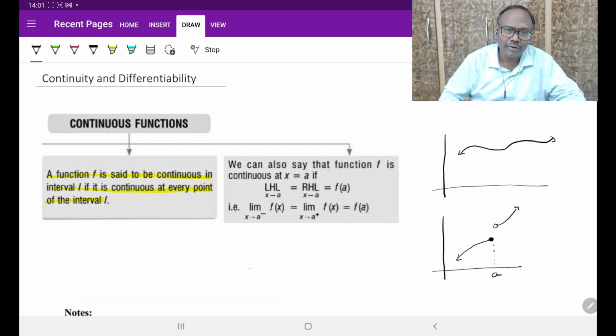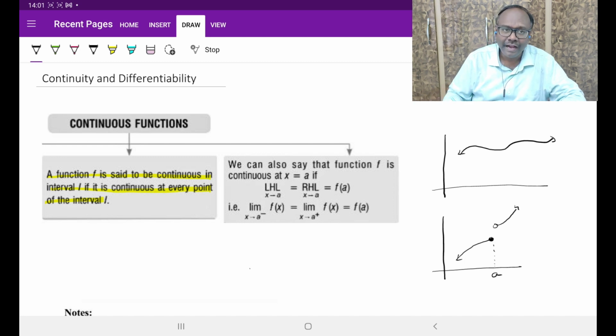So a simple thumb rule to check whether a function is continuous or not is, if I am able to draw the graph without lifting the pen, then the function is said to be continuous. And if I have to lift my pen to draw the graph further, then we say the function is discontinuous at a point where I have to lift the pen.